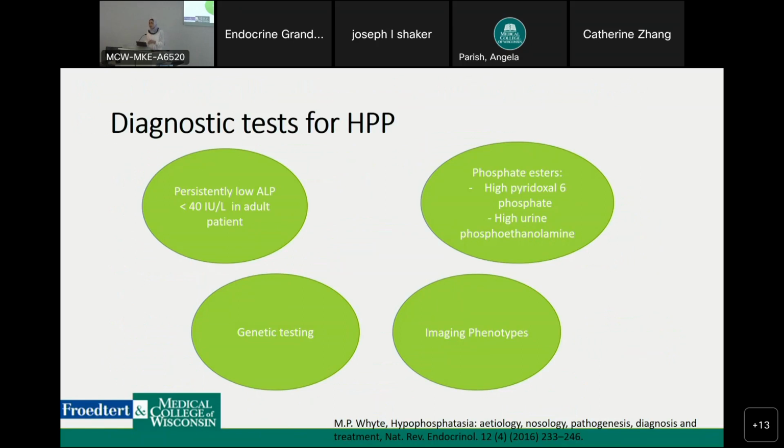The 4 of them are actually complementary to each other. So there are four main buckets of diagnosis. We have persistently low alkaline phosphatase, less than 40, and then an assessment of the phosphate esters, which are the substrate of the alkaline phosphatase, which is PLP and high urine phosphoethanolamine, and then imaging phenotypes and genetic testing.